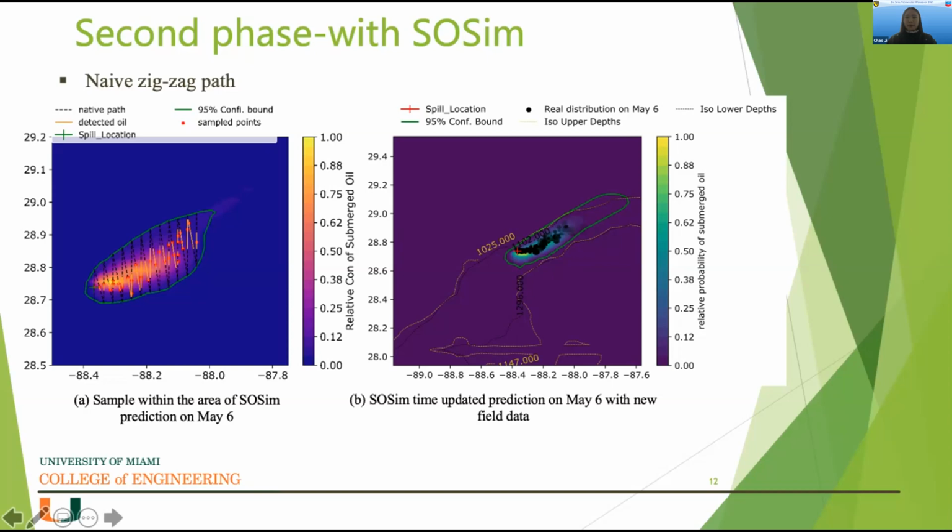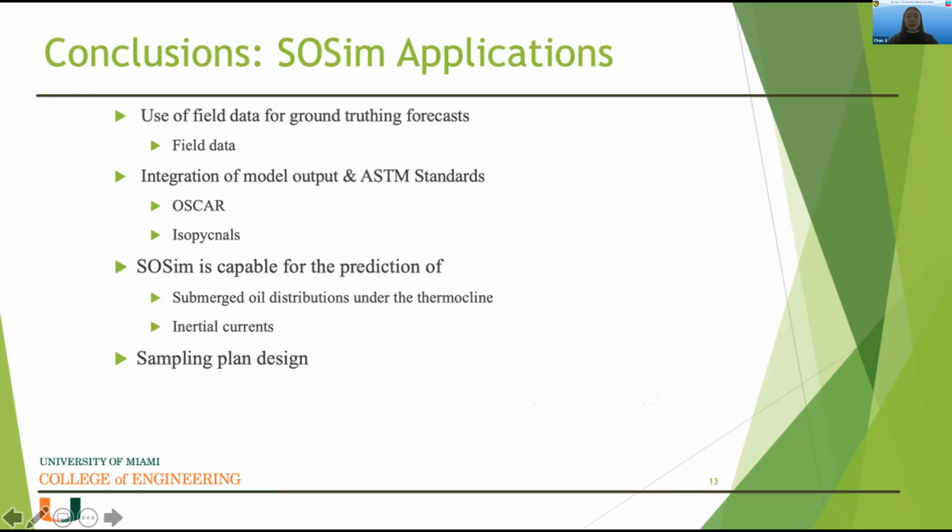Similarly, the prediction is overlaid with the real distribution, compared with previous results here. With the new information, SOSim gives a narrower and more certain prediction. This prediction achieves an 85% correct prediction rate. So let's wrap it up.